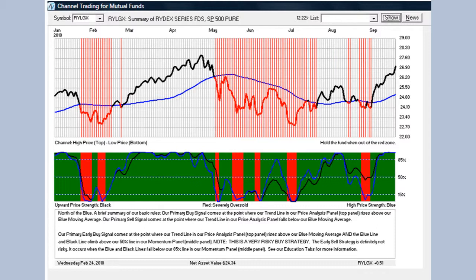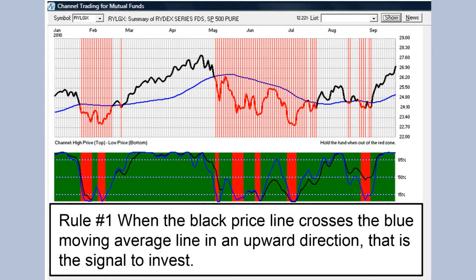There are only two moving average rules. Rule number one: when the black price line crosses the blue moving average line in an upward direction, that is a signal to invest. Note the position of the highlighted area. As long as the price line stays above the blue moving average line, stay invested.